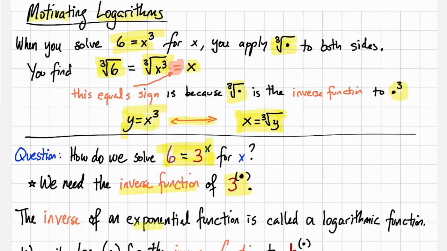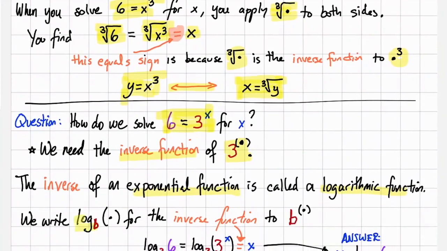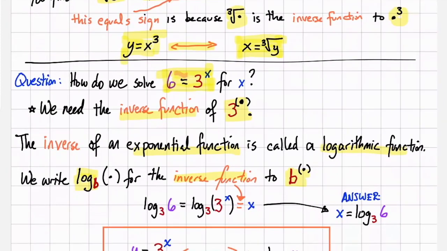The inverse of an exponential function is called a logarithmic function, and we write log base b as the logarithmic function that is the inverse function for b to a power. So if we want to solve 6 is equal to 3 to the x, we apply log base 3 to both sides of that equation. Then log base 3 of 3 to the x is equal to x, because those are inverse functions. And so we can write that x is equal to log base 3 of 6. That's the answer to what is x if 6 is equal to 3 to the x.